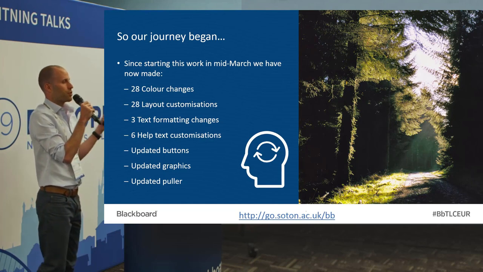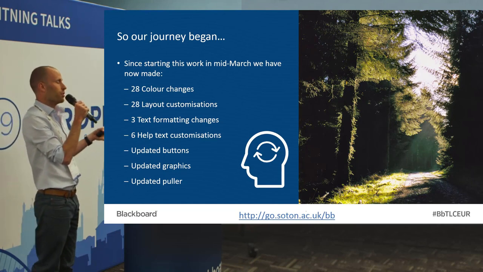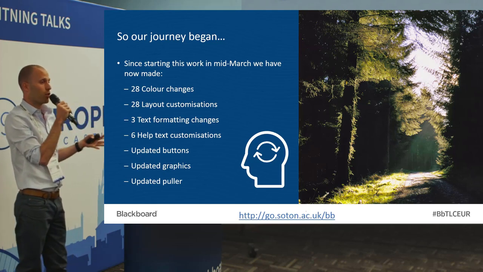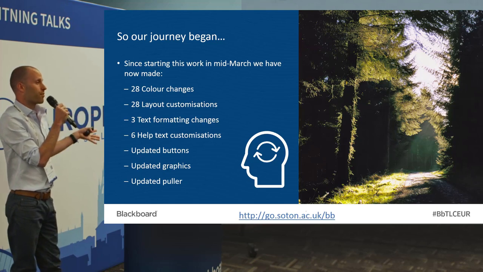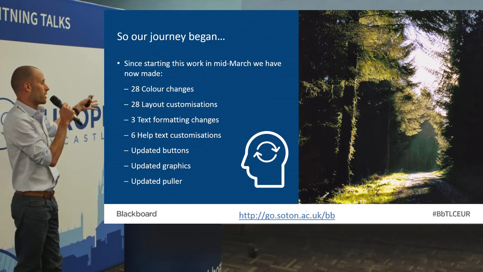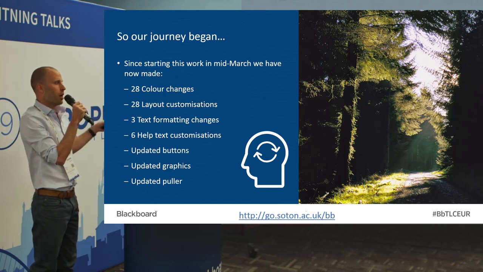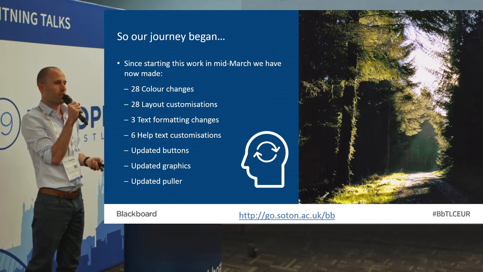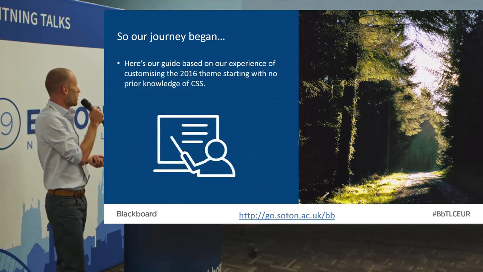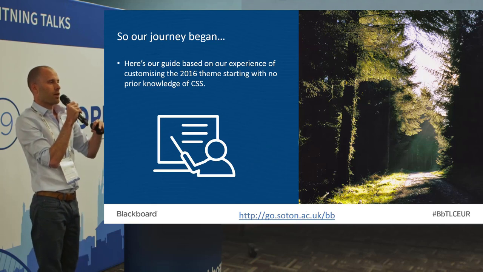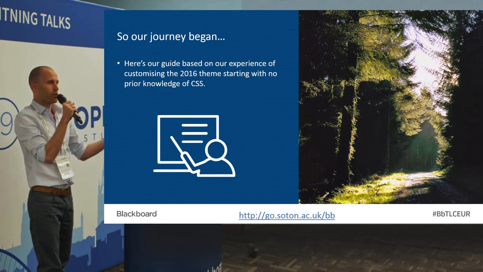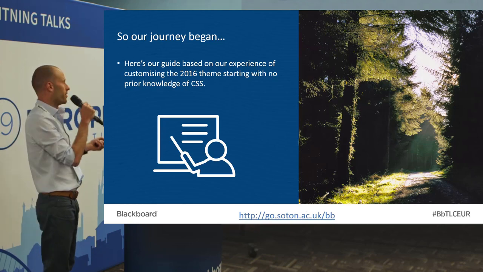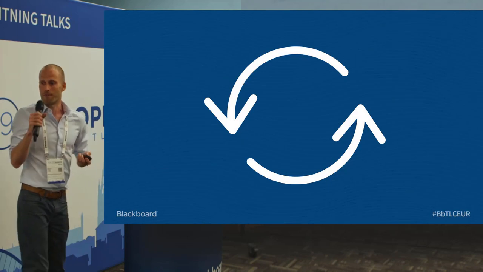Back in March, our journey began with looking at what we wanted to do. Between then and now, we've made 28 color or layout changes, a few text formatting changes, and added some help text customizations. We've also tweaked some of the buttons and graphics that you can tweak through CSS. So this really is going to be our guide on how we started doing that and how we progressed to not just taking what we saw in the community, but developing it a little bit further. Okay.